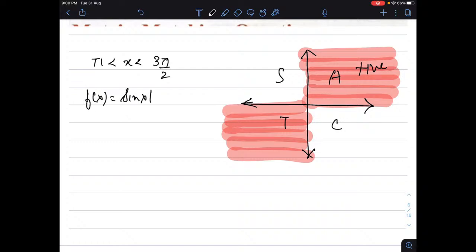sin x times mod cos x plus cos x multiplied by mod sin x. Guys, is sin x positive or negative? Negative, it will be in the third quadrant. Mod cos x will be positive in the third quadrant. Cos x is negative in the third quadrant. Mod sin x will be positive in the third quadrant.